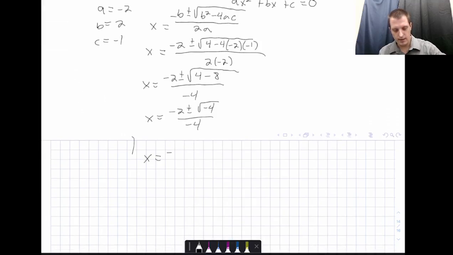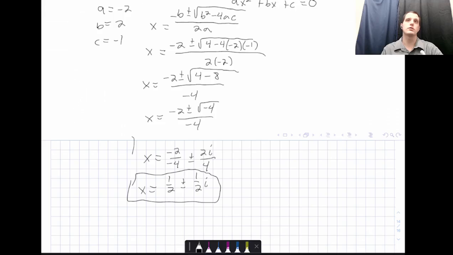x is equal to -2 over -4 plus or minus 2i over 4. The square root of a negative gives us i, the square root of 4 gives us 2, which is then just x is equal to 1/2 plus or minus 1/2 i. And I'm going to stop there. I can write that twice, or I can leave it how it is. I'm going to choose to leave it how it is.